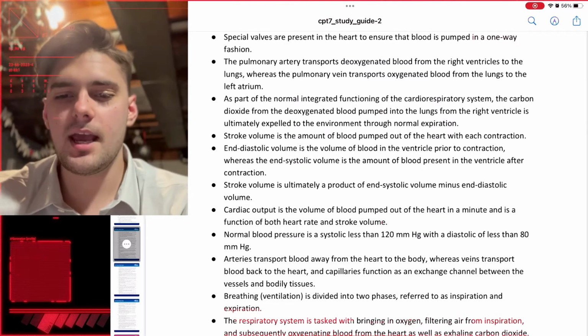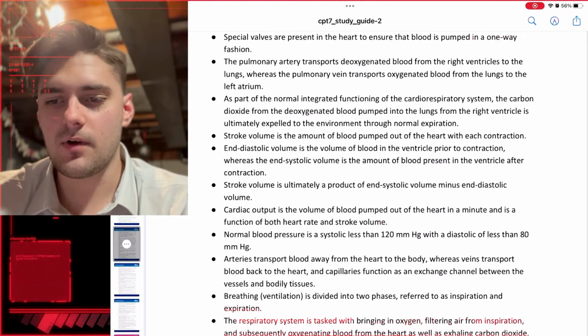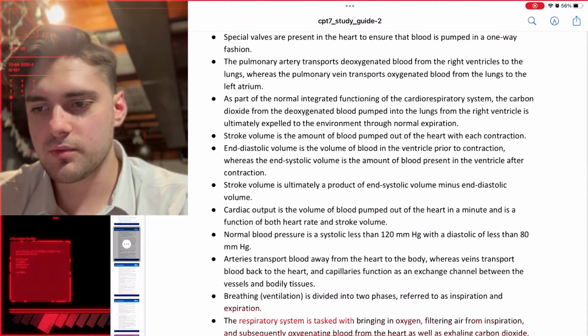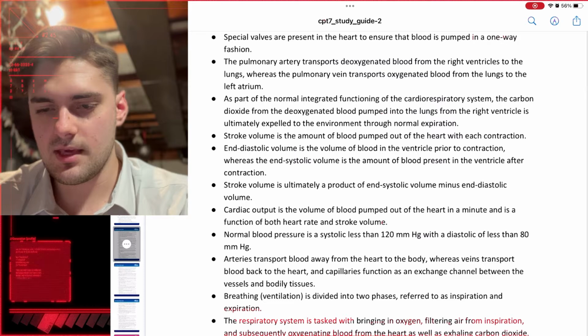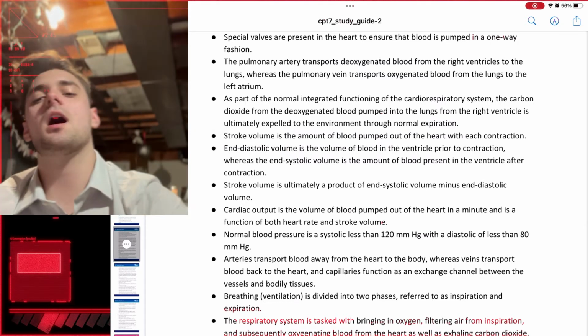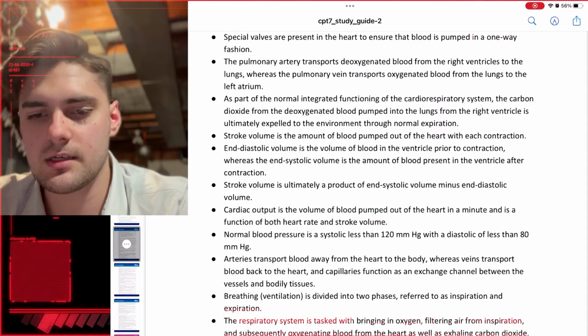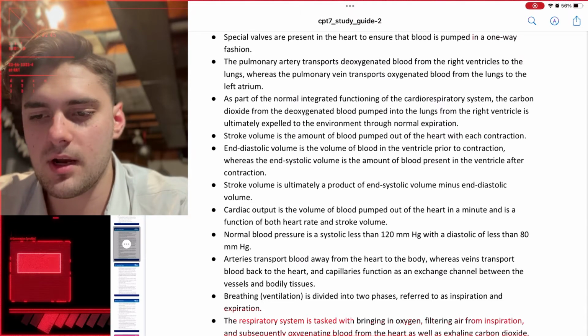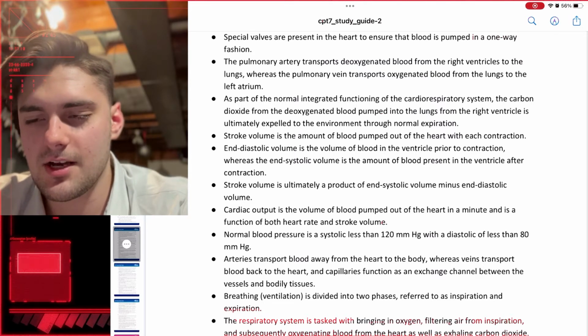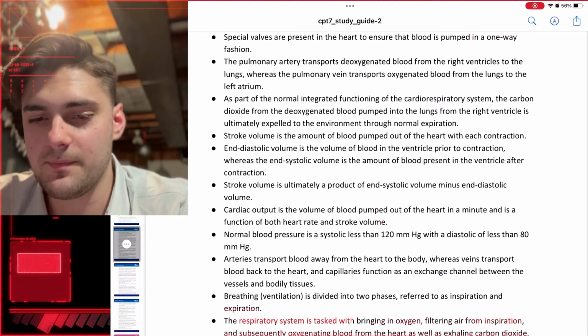End diastolic volume is the volume of blood in the ventricle prior to contraction, whereas end systolic volume is the amount of blood present in the ventricle after contraction. Stroke volume is ultimately a product of end diastolic volume minus end systolic volume.